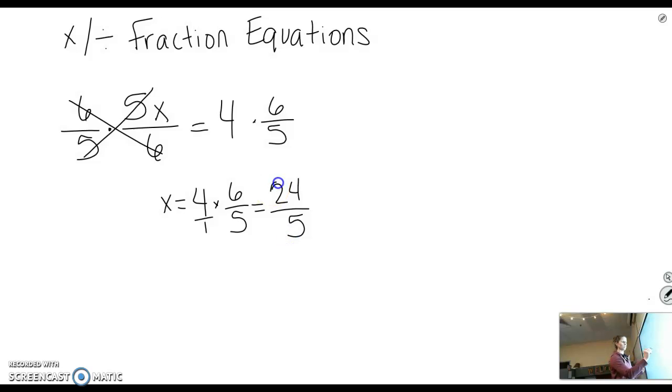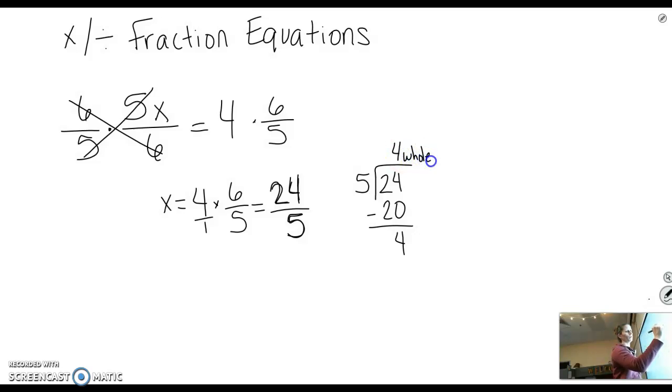You might realize that this is an improper fraction because my numerator is larger than my denominator. So I'm going to come over here and do some math. 24 divided by 5. 5 will go into 24 4 times. 4 times 5 is 20, which leaves me 4 left over. Remember, this is my new whole number, and this is my new numerator, or top number. Okay, so it equals 4 4/5.